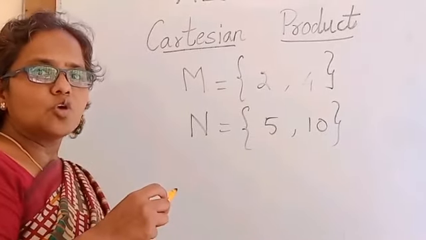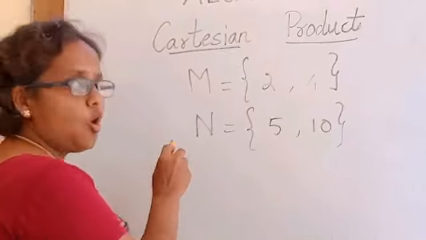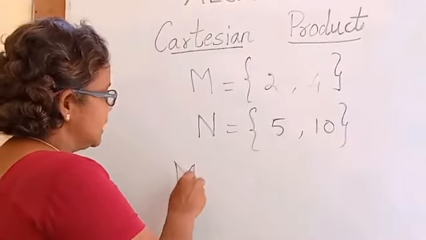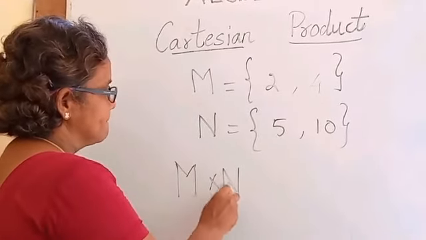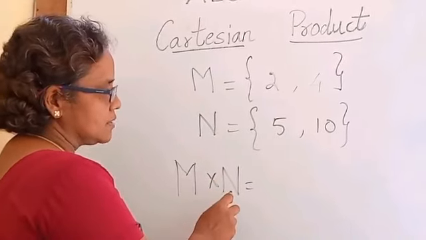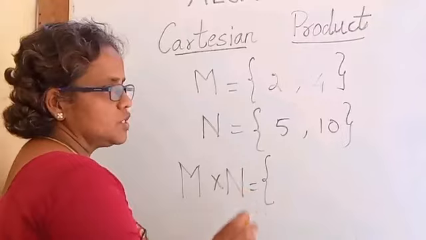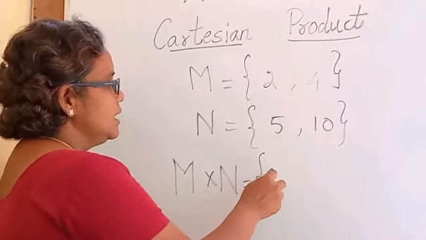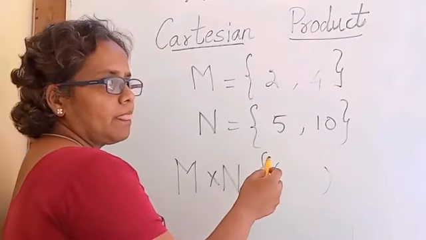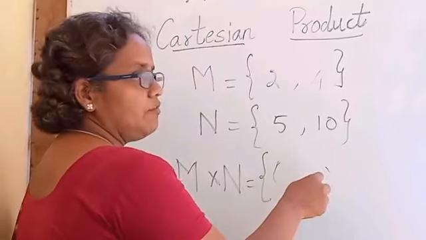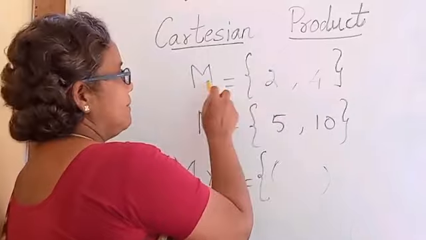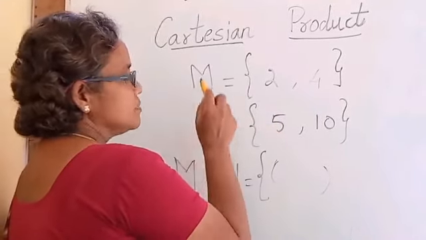A Cartesian product is also called a cross product. So how will we represent it mathematically? It is represented like this: M cross N. The Cartesian product of two non-empty sets is once again a set, and the elements within the set are ordered pairs. Now how will these ordered pairs be formed? Considering the first element from set M and the second component from set N.